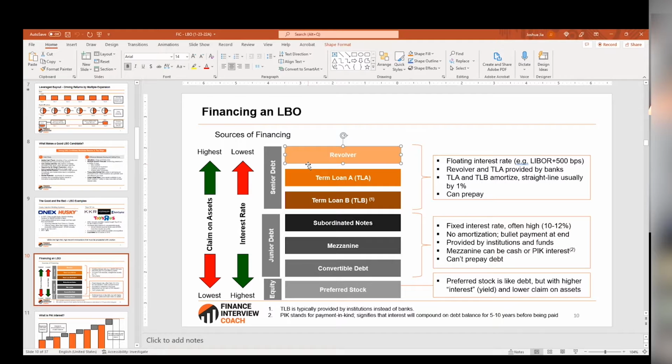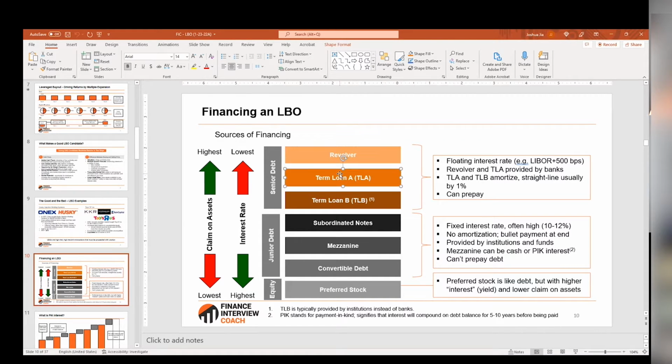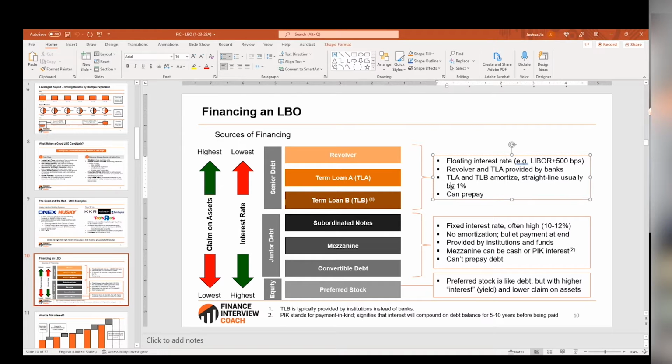You can borrow anytime. The term loan A is like a normal loan. You can prepay it, you just can't borrow more. It's not like a credit card like the revolver. So the revolver is great for financing short-term needs. Term loan A is like you just borrow it. And usually with term loan A, they make you pay 1% of the principal every year. They make you amortize it. If you don't pay that 1% principal, you default. And it's a floating interest rate based off LIBOR usually. So that's a quick scoop about senior debt.